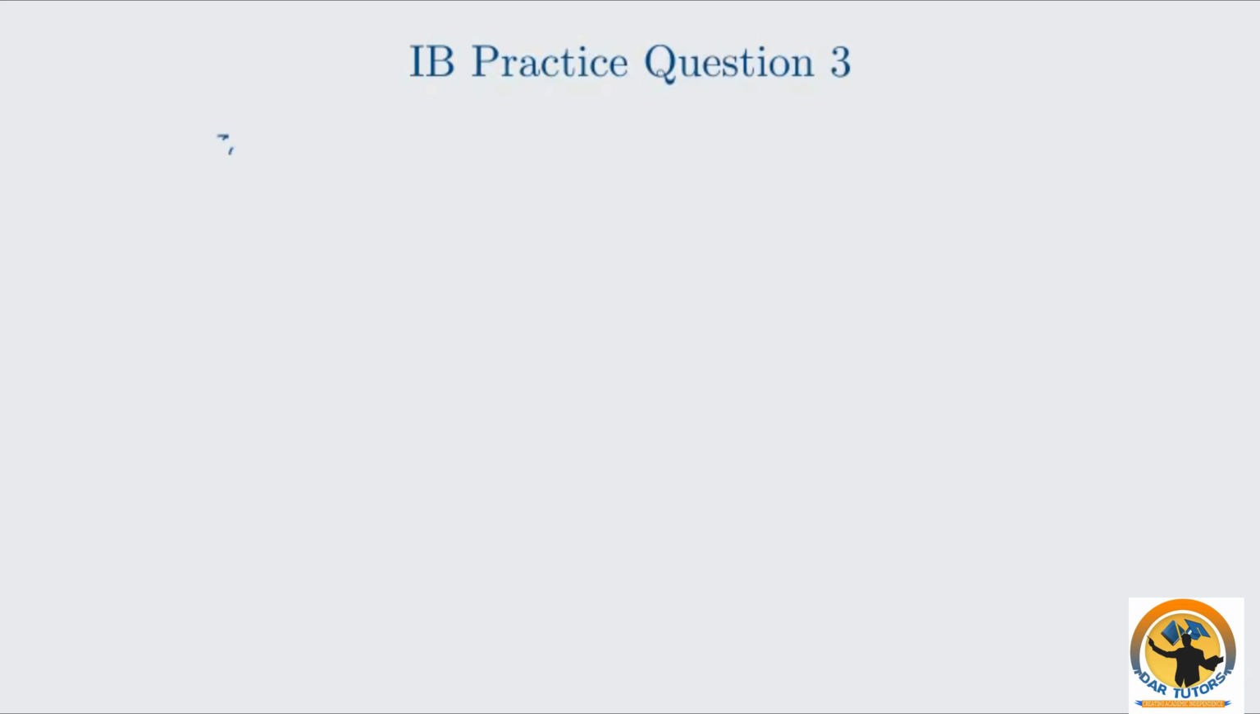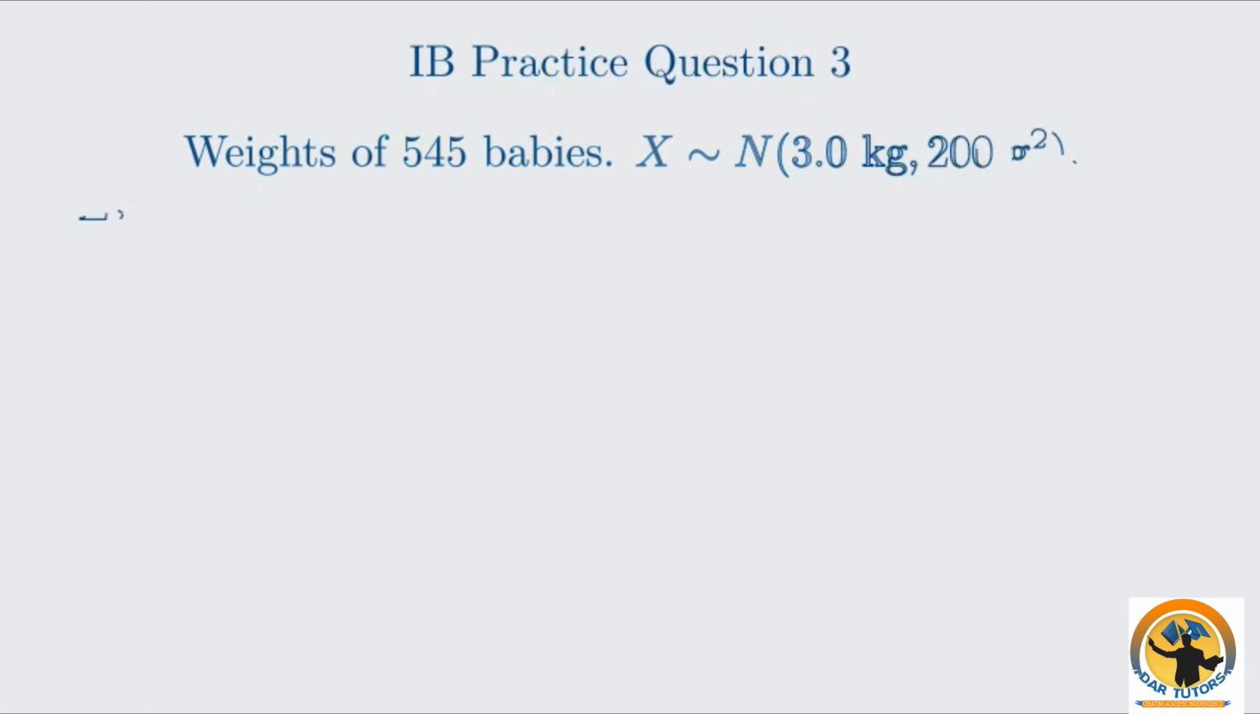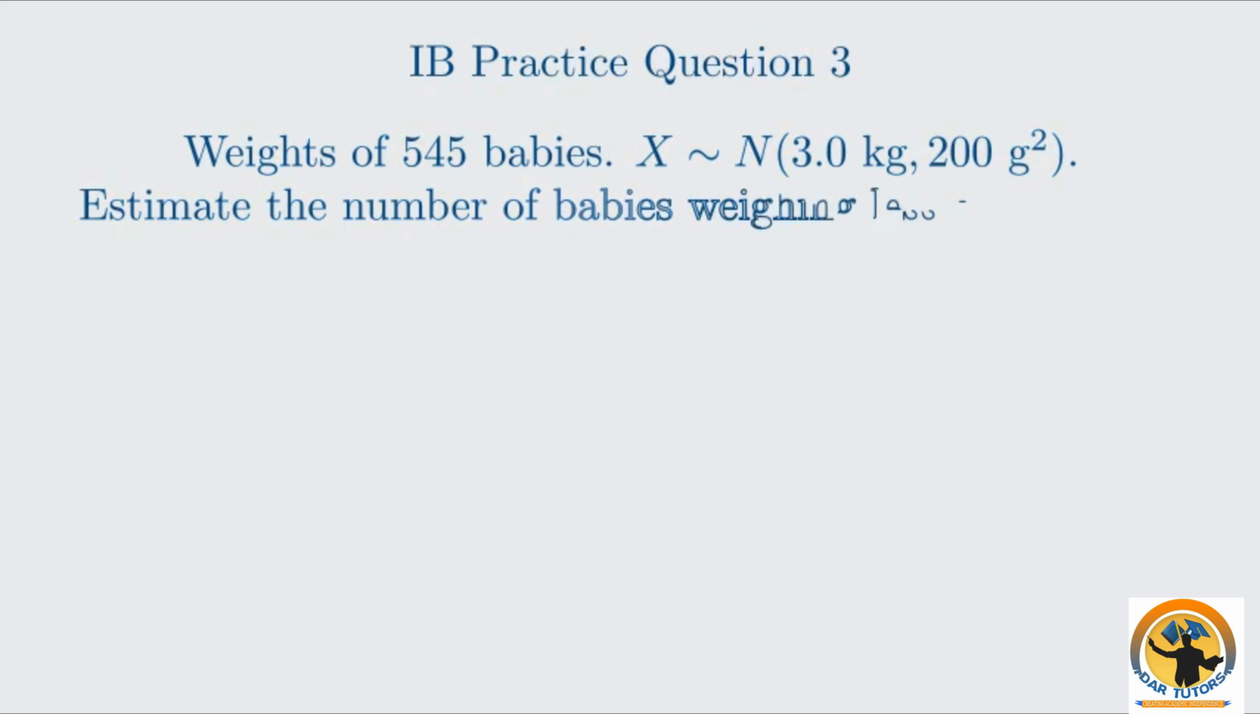Question 3 involves finding a quantile. The weights of the 545 babies born at a maternity hospital last year were normally distributed with a mean of 3.0 kilograms and a standard deviation of 200 grams. Estimate the number of babies that weighed less than 3.2 kilograms.